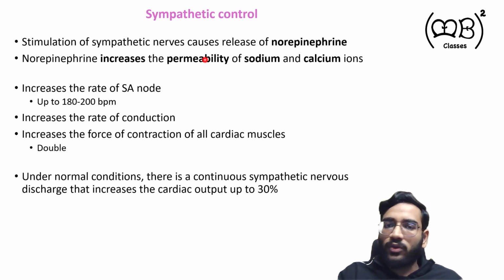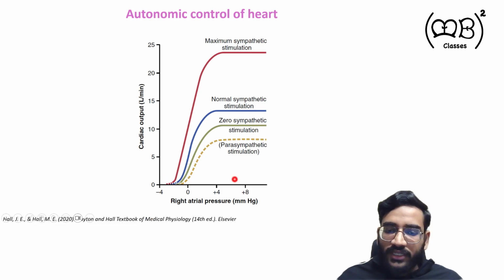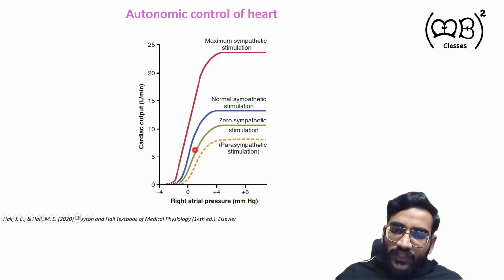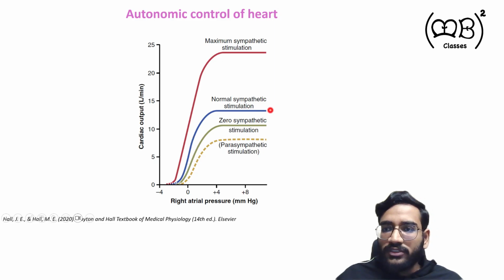Second important thing is that we know there is always a vagal tone, a parasympathetic tone, present, but there is also a continuous sympathetic discharge, which increases the cardiac output by up to 30%. So if we look at the graph, on the x-axis there is the right atrial pressure and on the y-axis there is cardiac output. If there is normal sympathetic stimulation versus zero sympathetic stimulation, there is about a 30% difference in the cardiac output.